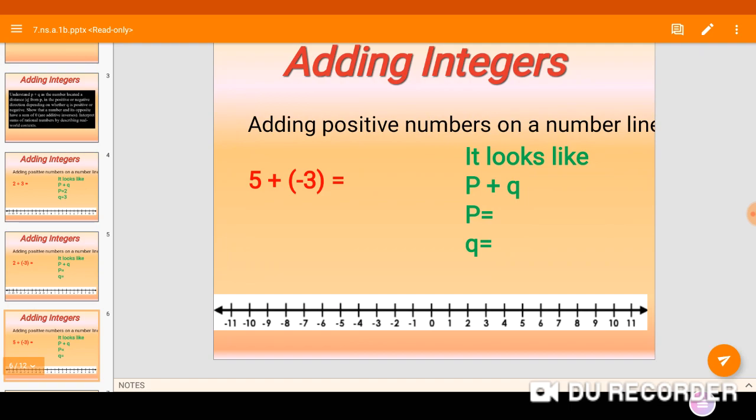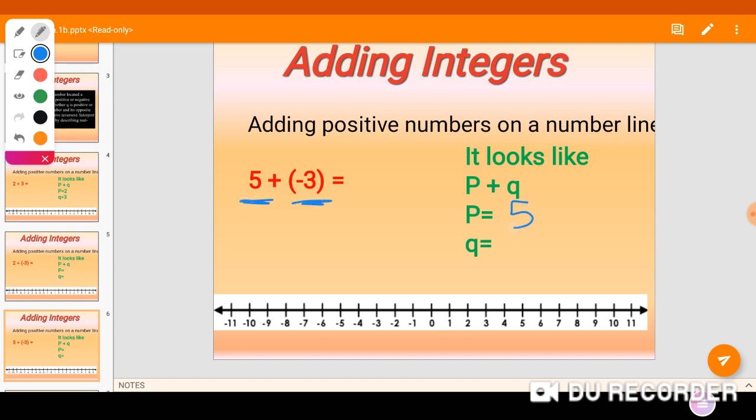Okay. We'll start from P, which is equal to 5. Move to Q, which is equal to negative 3. So P is 5, Q is negative 3. We'll start from 5, yes, P, and go to the left-hand side because Q is negative. 3 steps, 1, 2, 3. Now, where we are, it's 2, yes. So 5 plus negative 3 equals 2, okay?